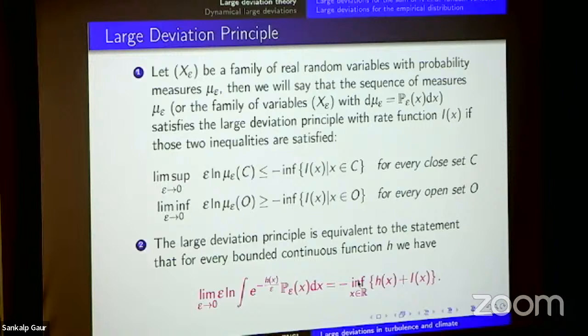In general, I has some properties. It is continuous, indeed. It is always positive, and its minimum is always zero. So you have some properties that you can derive.